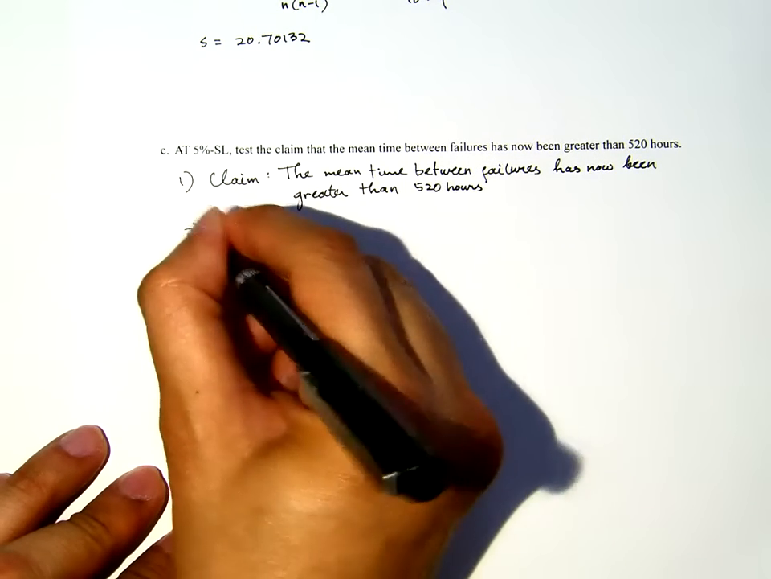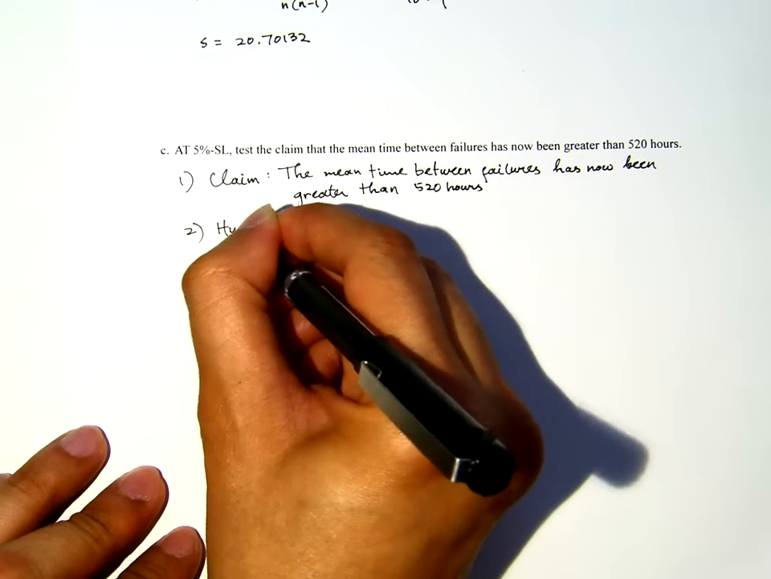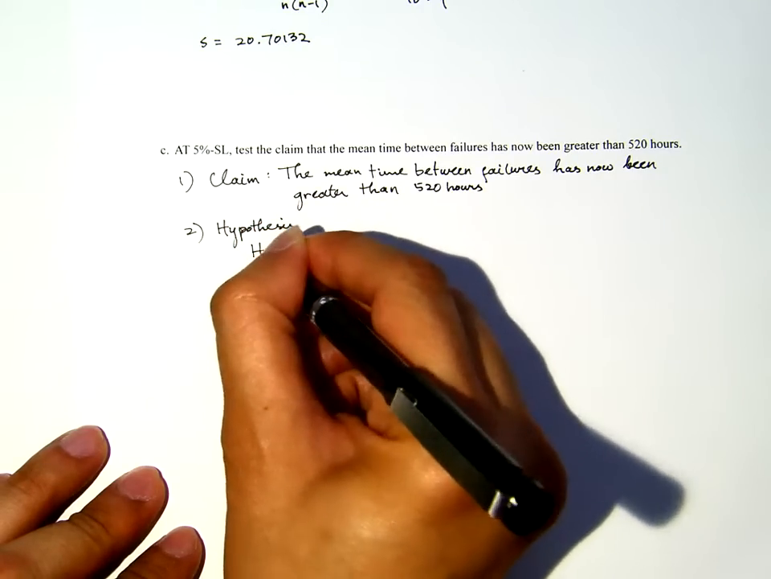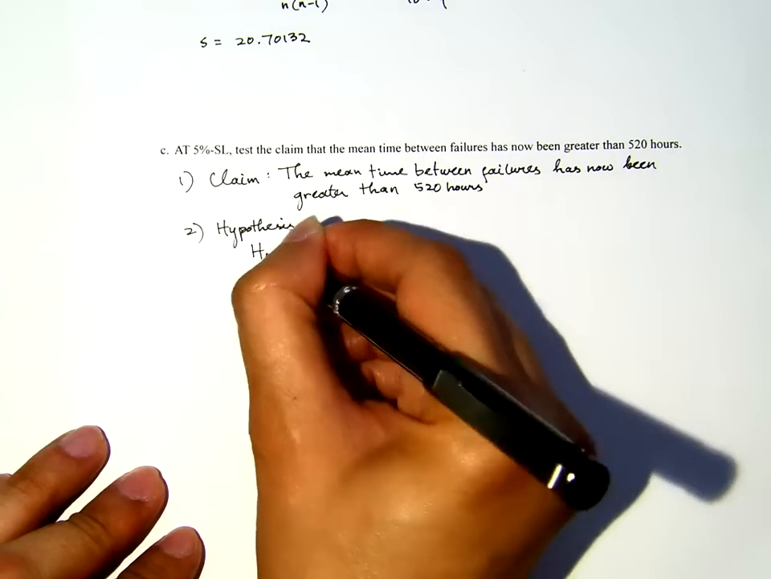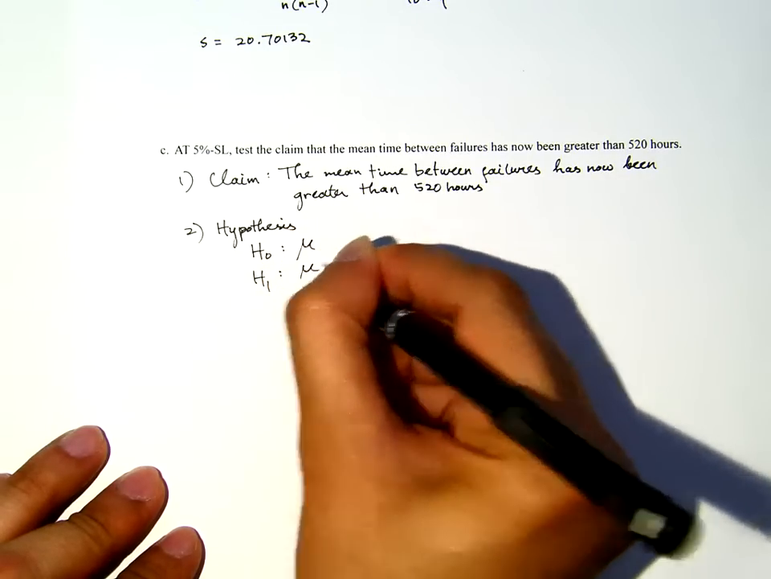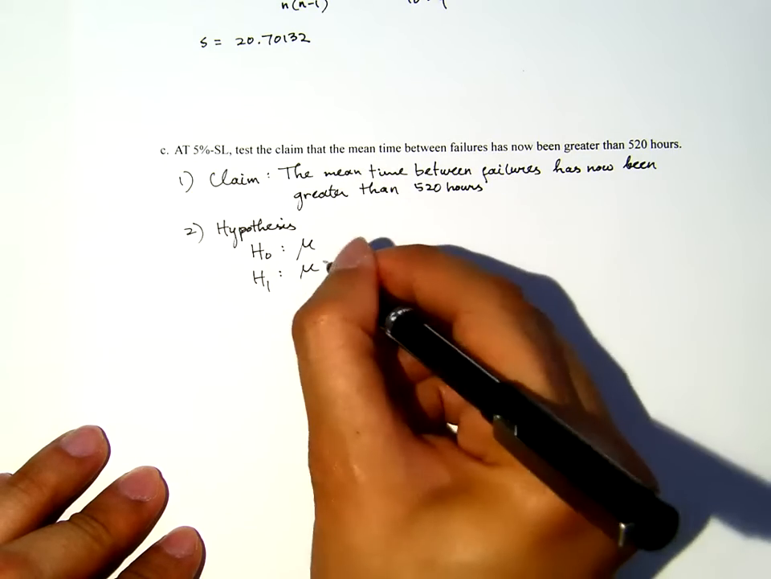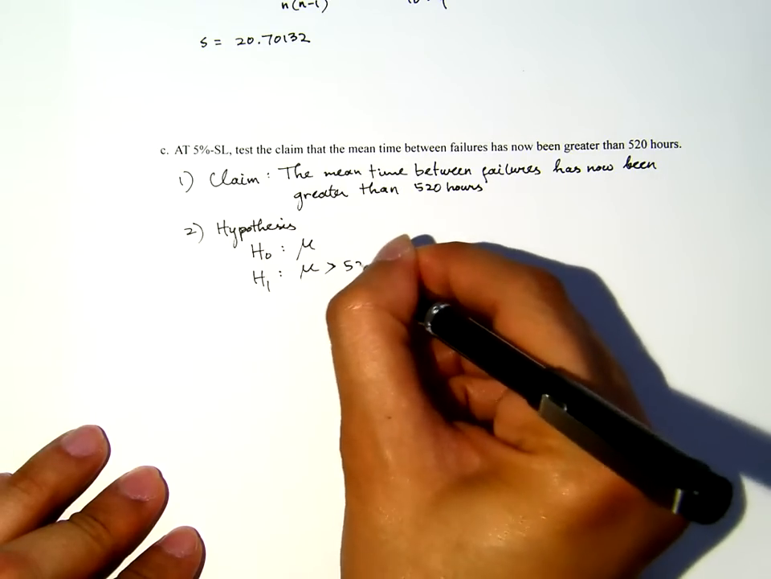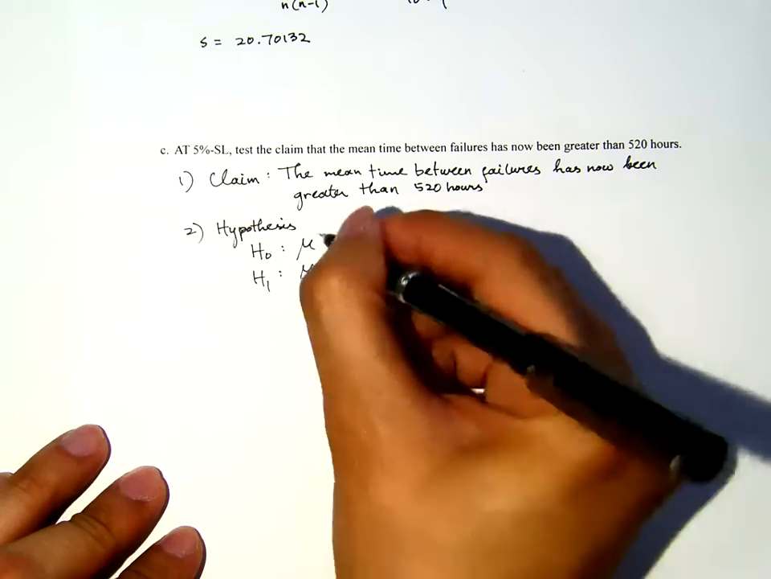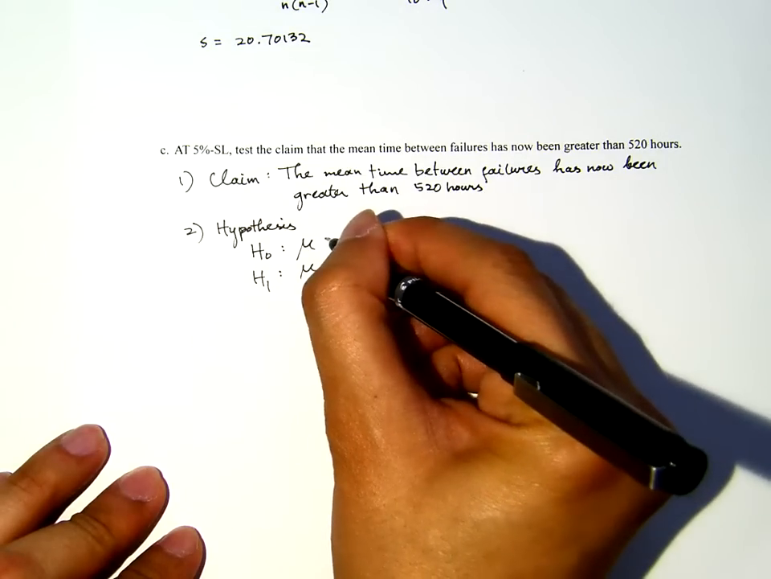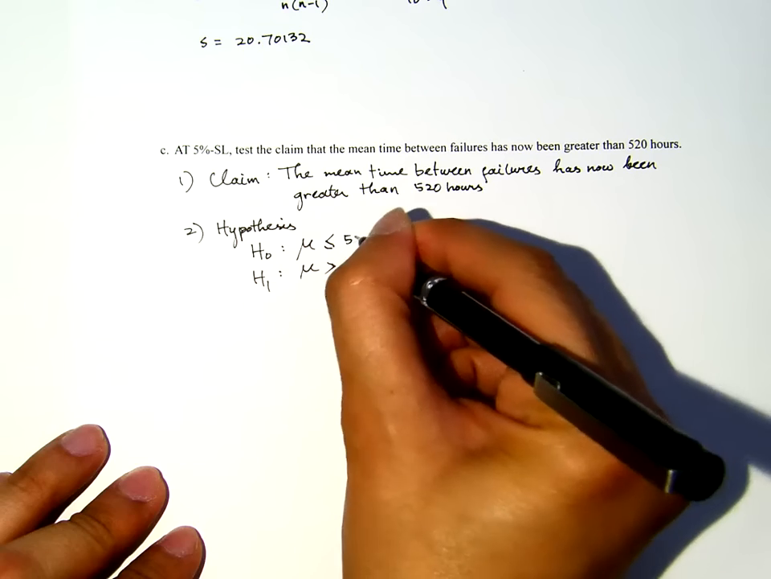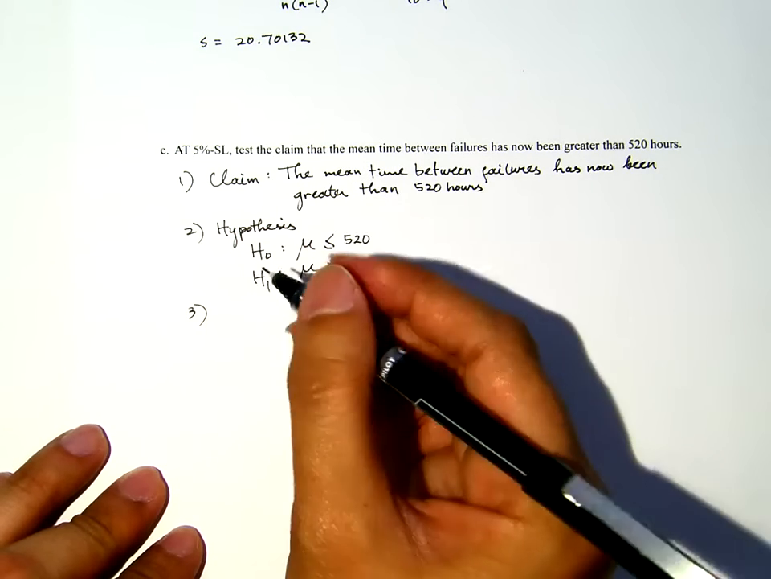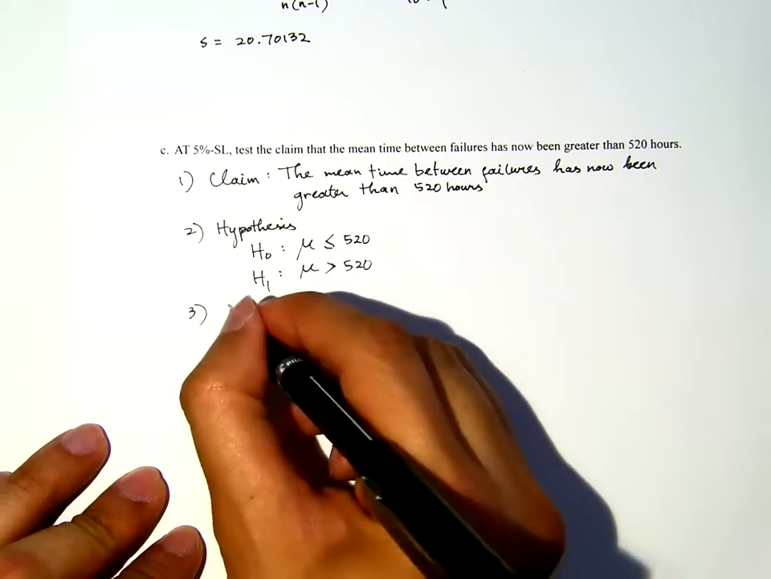Okay, now step 2, hypothesis. Null hypothesis, alternate hypothesis. This is about mean, right? Now, in the claim it is greater than 520, so the claim actually refers to the alternate hypothesis, greater than 520. So the null hypothesis, the original hypothesis, will be less than or equal to 520. Okay, now step 3, the test statistic.